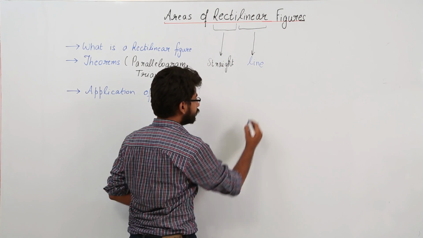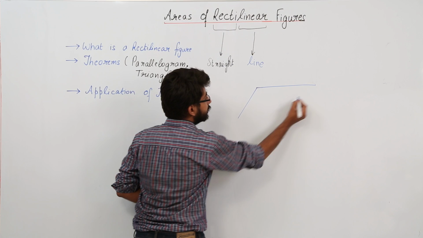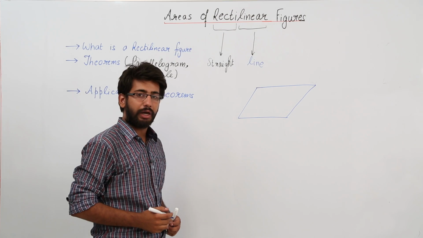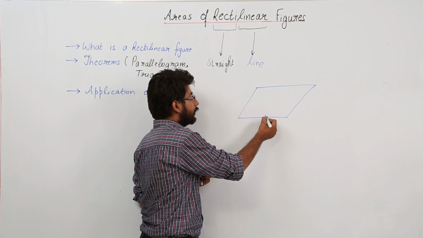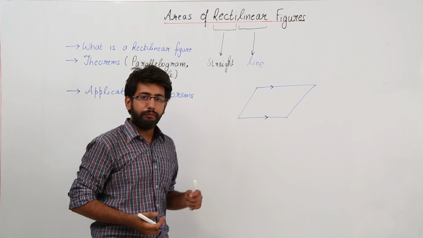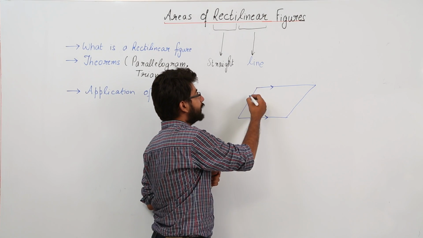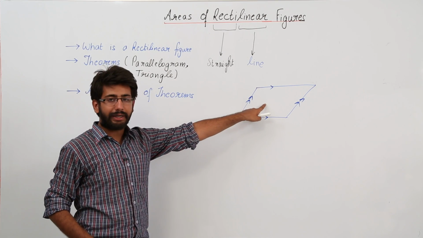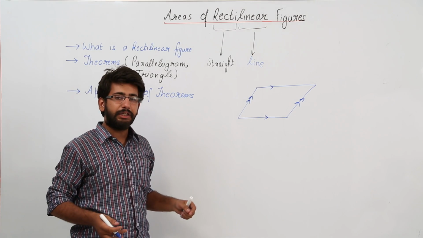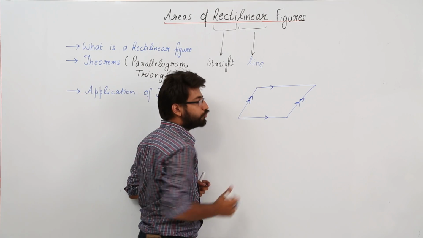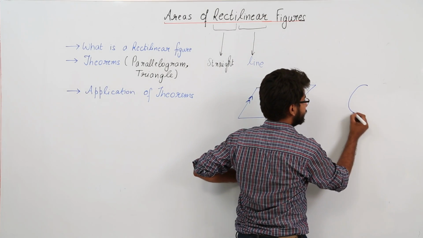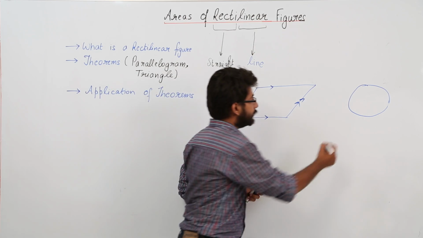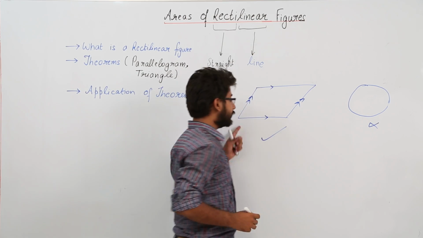For example, let us say this figure is a parallelogram, and you know what a parallelogram is? A quadrilateral in which both sets of opposite sides are parallel to each other. So it is a parallelogram, and this is a rectilinear figure. Why is this a rectilinear figure? Because it is a figure made up of straight lines. You cannot say that a circle is a rectilinear figure because it is not composed of straight lines. So it is not a rectilinear figure, but yes, this is a rectilinear figure.